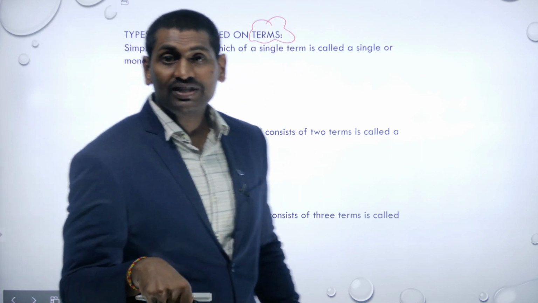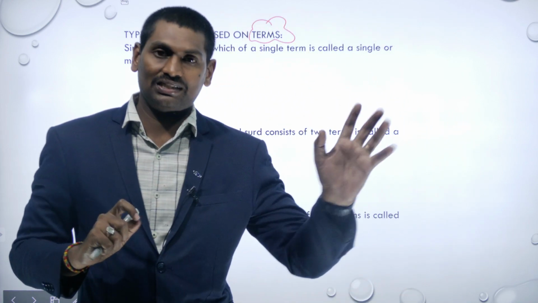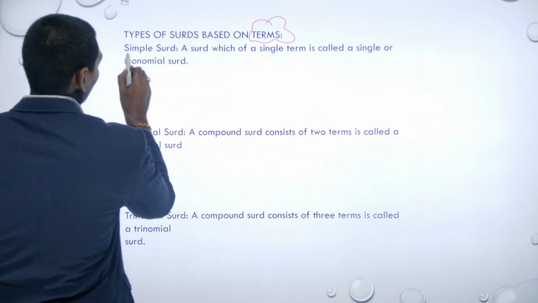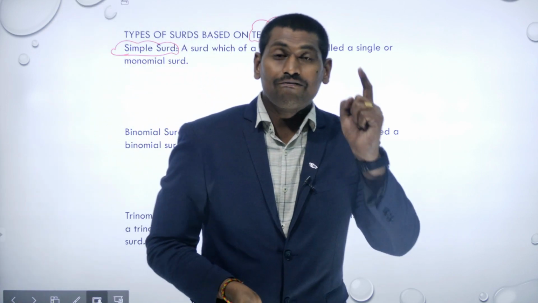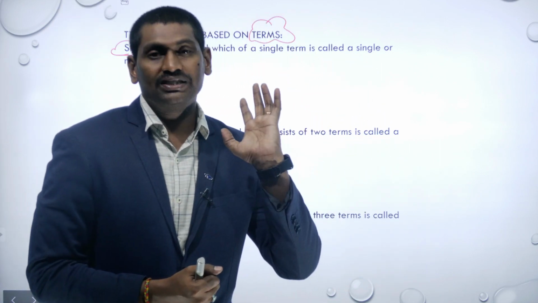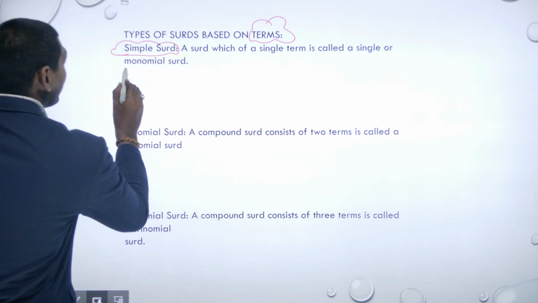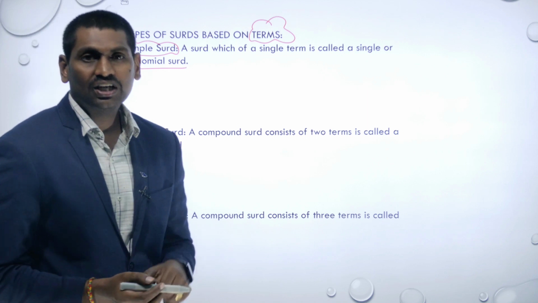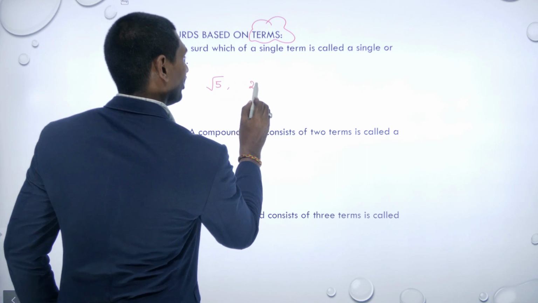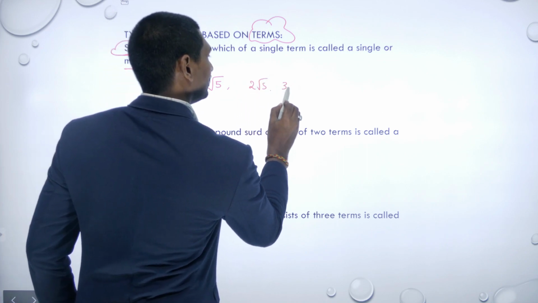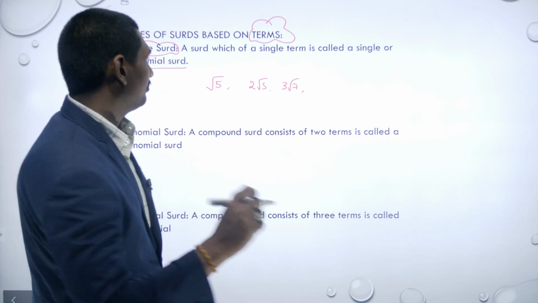So previously we have discussed based on the order. Now based on the terms. What is a simple surd? First one is simple surd. A simple surd is nothing but having only one term. A surd having only one term is called a simple surd or monomial surd. For example, root over 5 or 2 root 5, 3 root 7. These are all simple surds because they have only one term.